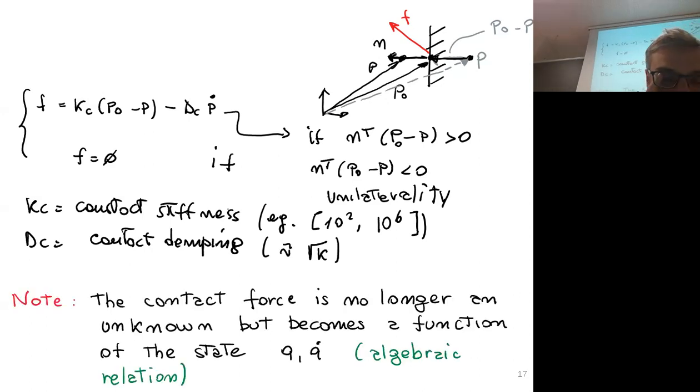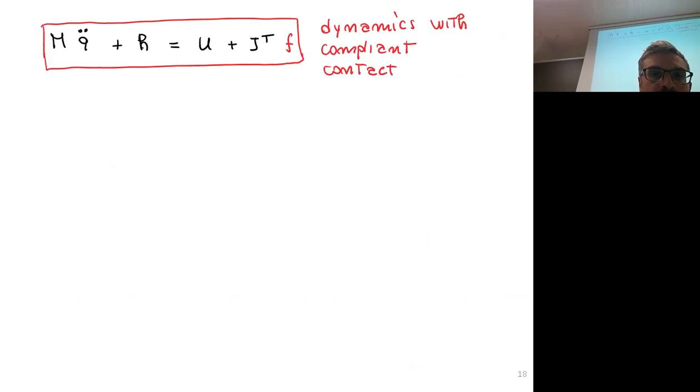Note that now the contact force is no longer an unknown of the dynamics, and it becomes a function of the state always in every case. And therefore, because we have an algebraic relationship here, we plug it in the dynamic equation and we get the dynamics with compliant contact. And this is the way we will implement it in our lab.